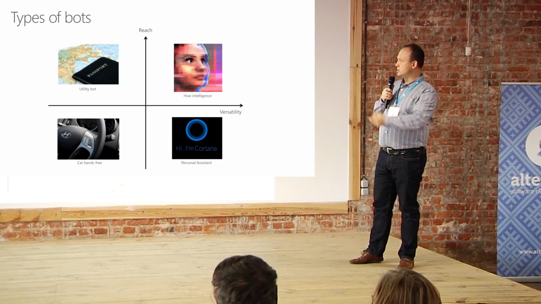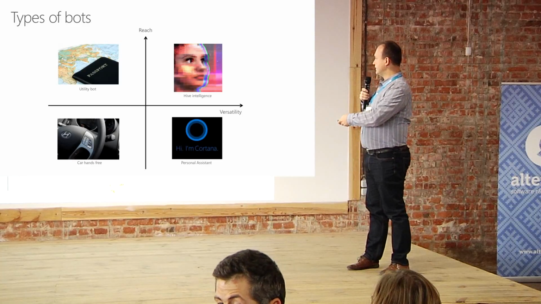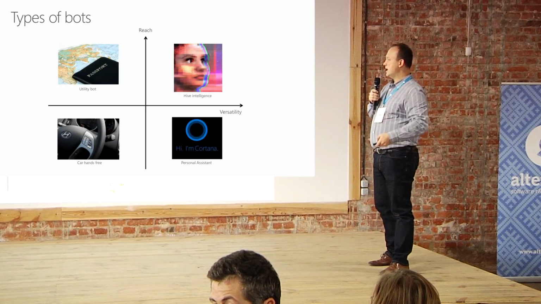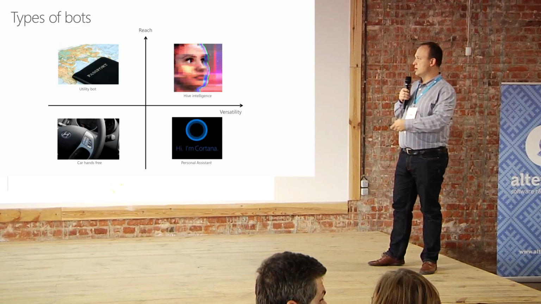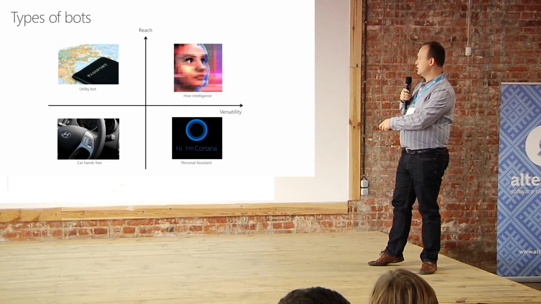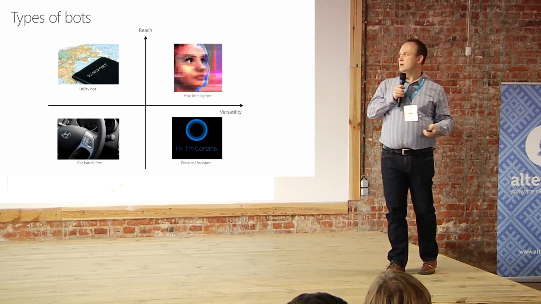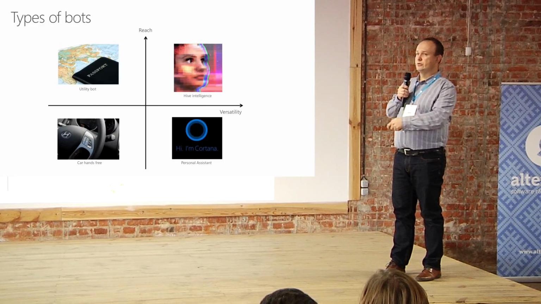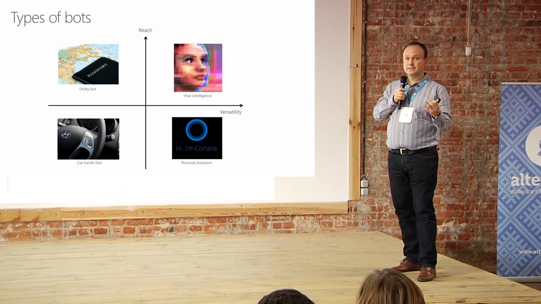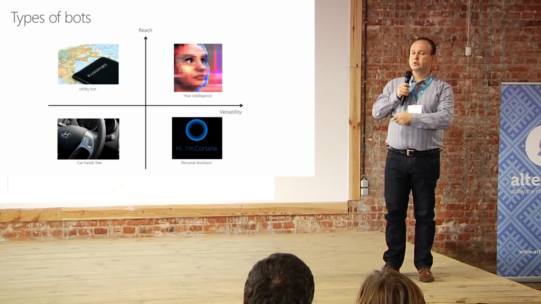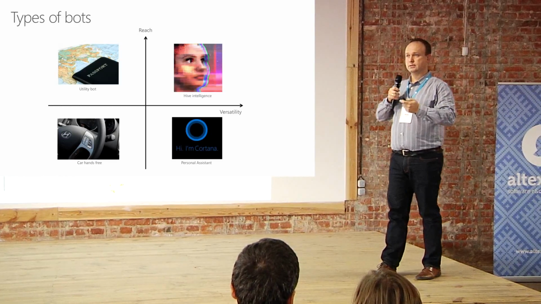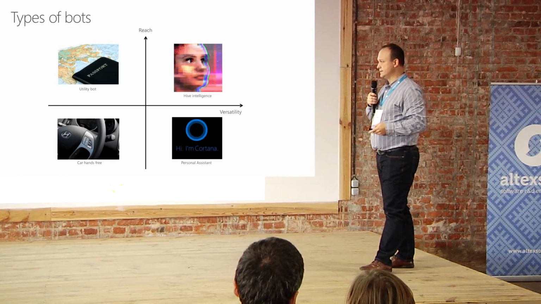So if you look at those two dimensions, there is versatility, so basically how versatile our bot is. So if it's very specialized or it can do pretty much anything. And on the other hand, there is reach. So if it's a very individual experience, or rather, we are going towards community, right? Sort of community at least.